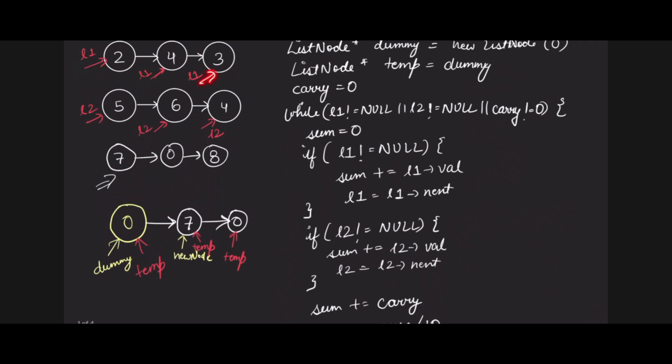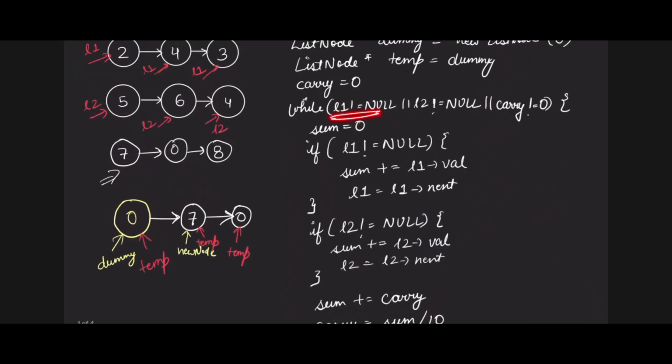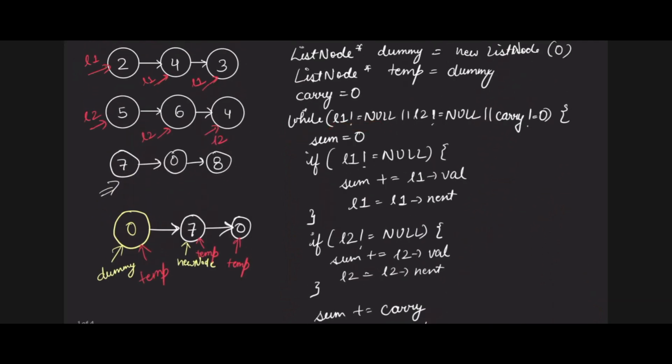Now L1 is pointing to this, L2 is pointing to this. So this condition is true. We'll come inside. Sum is 0. L1 is not equal to null. In sum, we'll add L1's value, which is 3. So sum will become 3. L1 now will move on to the next node. Now here we do not have a next node. So now our L1 will be equal to null, right?